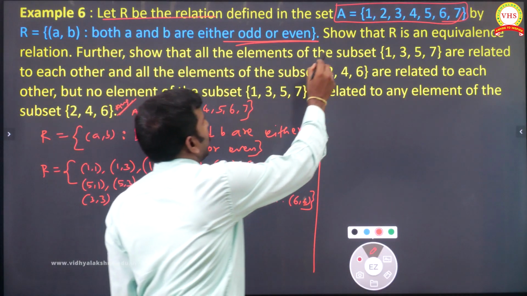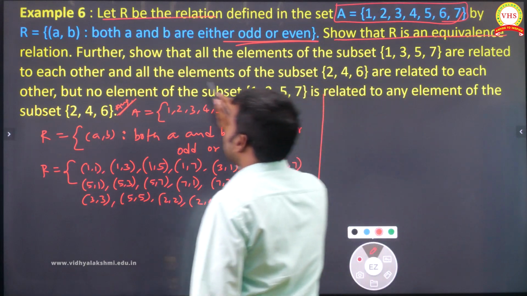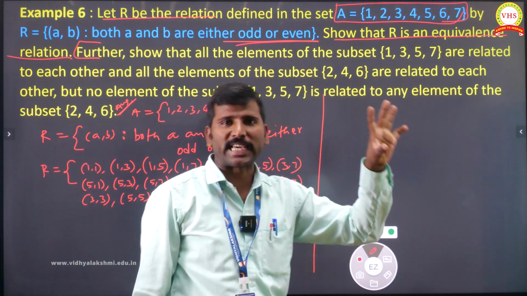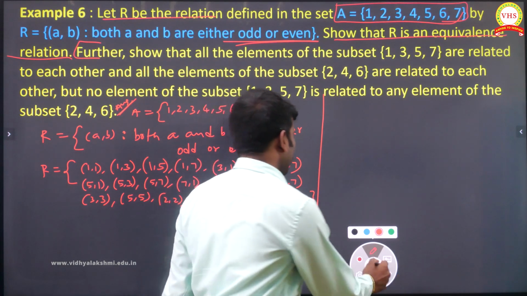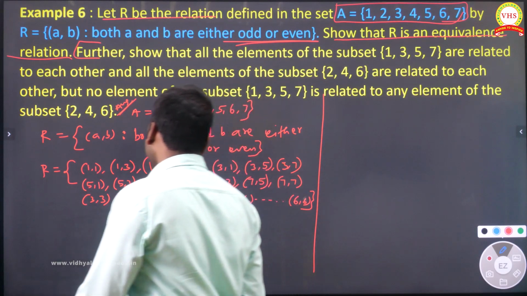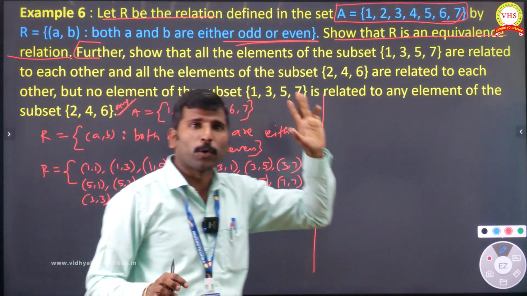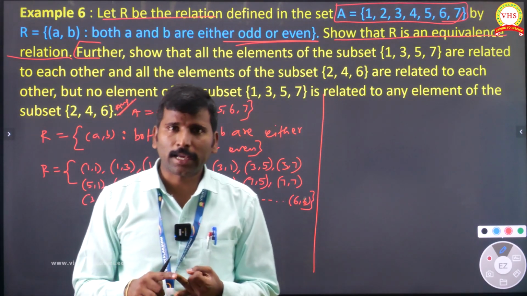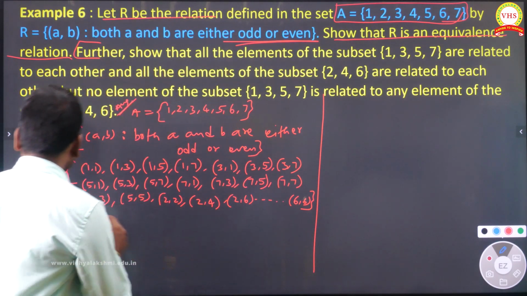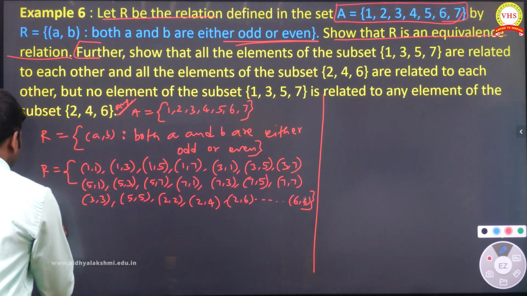Okay. Then they are telling us to show that R is an equivalence relation. Later they tell something else, which we'll see. First we will prove that R is an equivalence relation. Equivalence means, what do you know? Reflexive, symmetric and transitive. These three conditions should be satisfied. Okay, first I am taking reflexive.